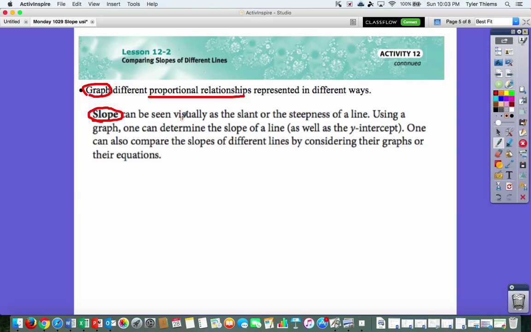Slope can be seen visually as the slant or the steepness of a line. In a graph, one can determine the slope of a line by looking at the graph and the y-intercept. The y-intercept is going to be another important concept for us. You can also compare the slopes of different lines by considering their graphs or equations. So slope can be found in a graph, an equation, or in a table like we learned last class.